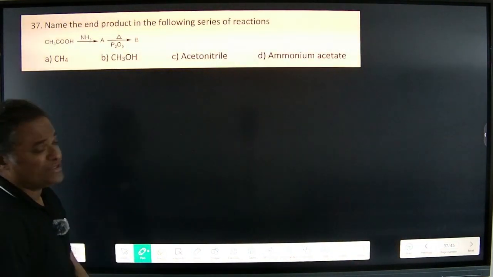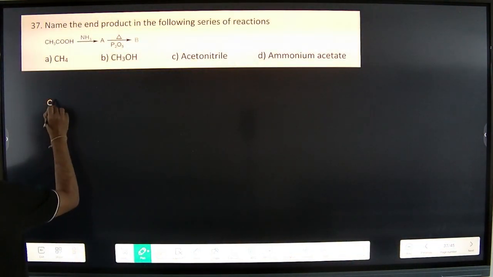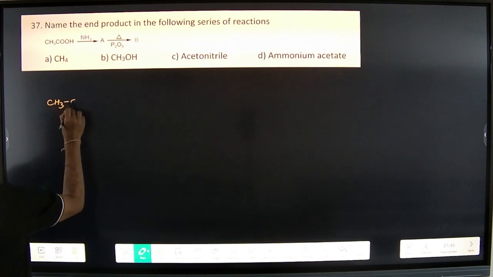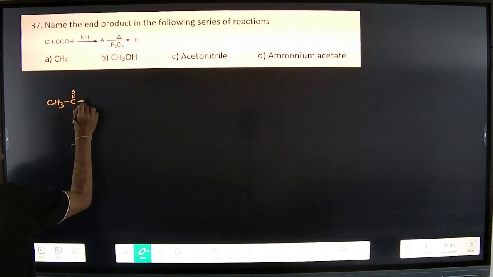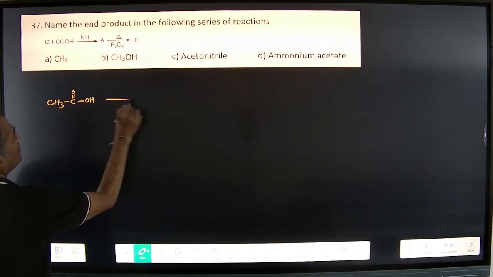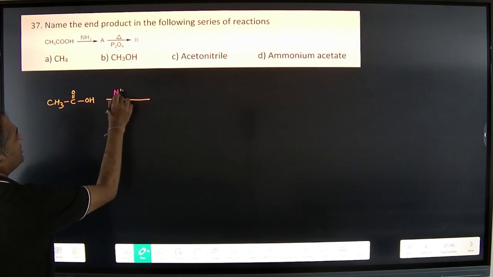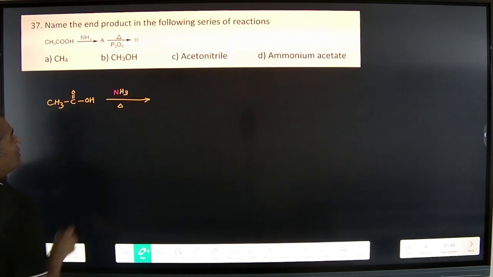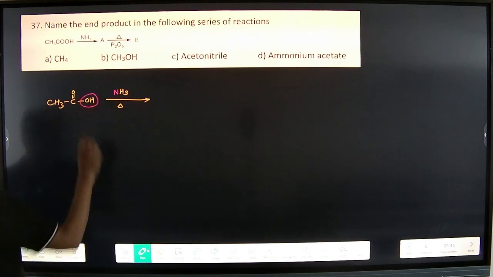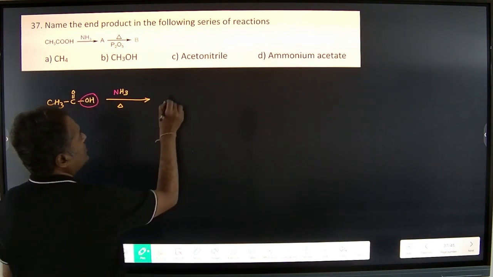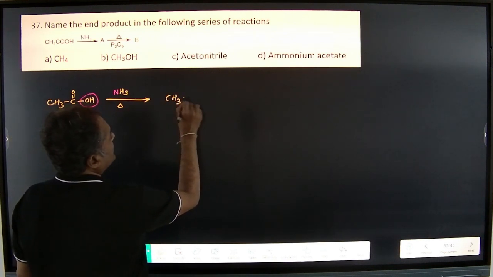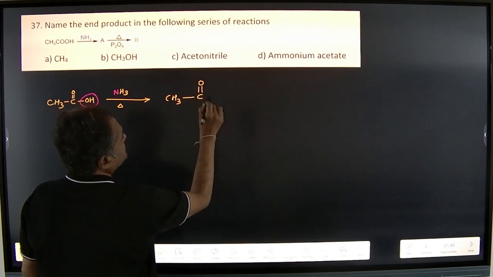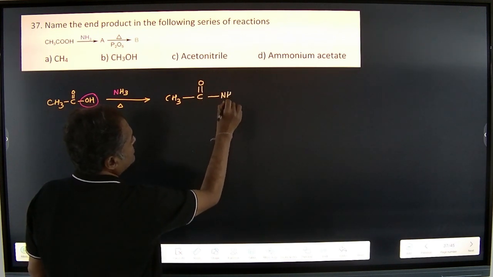Now, here what is mentioned? We have got over here acetic acid, correct. Now, it has been treated with ammonia. When it has been treated with ammonia and heating is also done, will your OH get converted to an amide? Yes. So, here the compound obtained would be acetamide. Is the term clear?